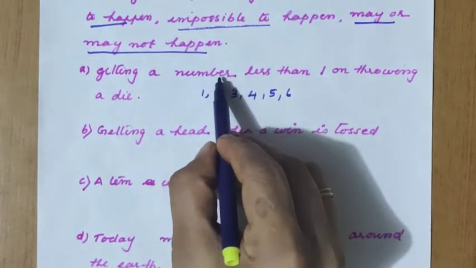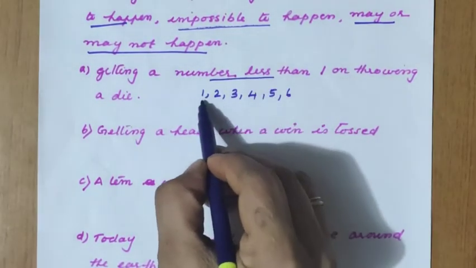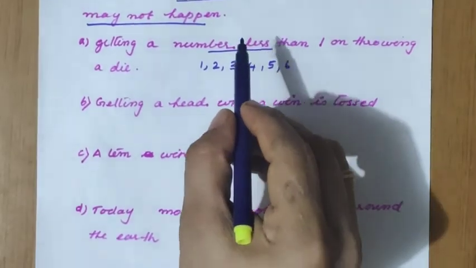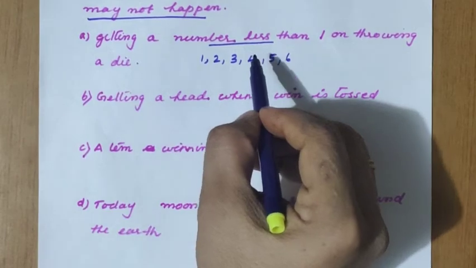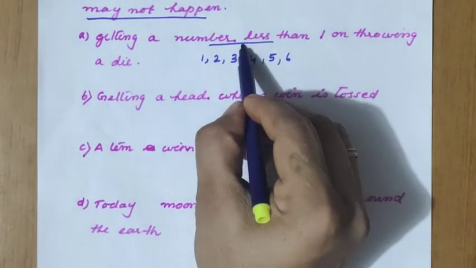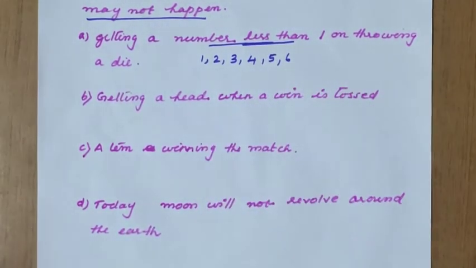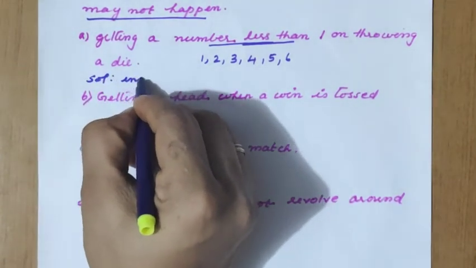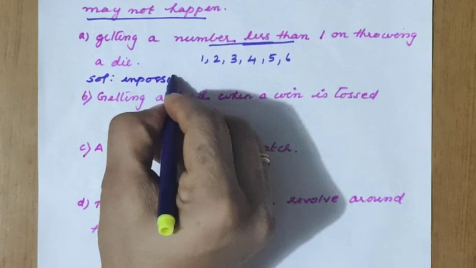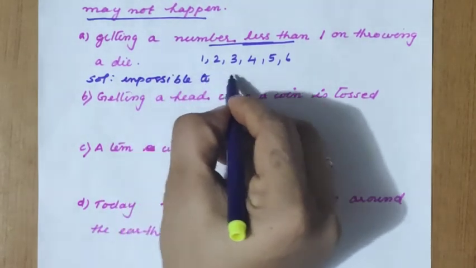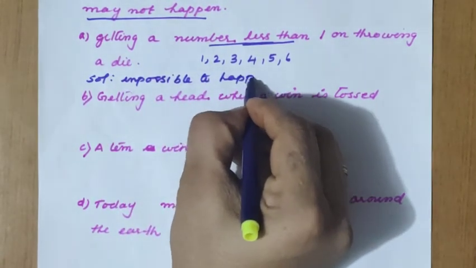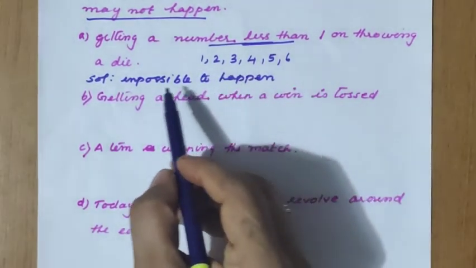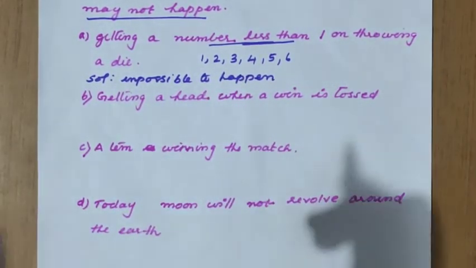The question asks for a number less than 1. Whenever we throw a die, the possible numbers are 1, 2, 3, 4, 5, 6 only. So less than 1 is not possible. So what is the answer for this one? It is impossible to happen, because there is no number less than 1. That is why our solution is impossible to happen.